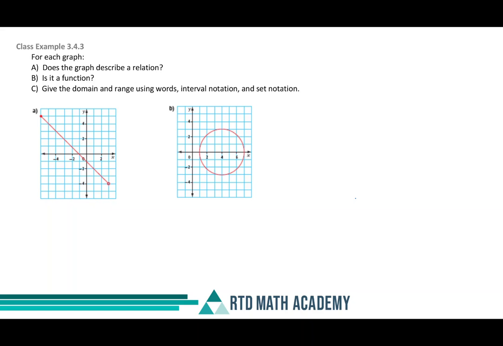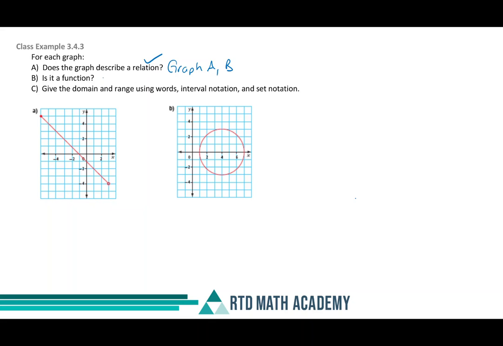And a relation is just a mathematical connection or relationship between two variables or two items, or an input and an output. And whenever you have a graph, we have relations. So both graph A and B are relations. This one is a straight line, this one is a circle, and that's okay.